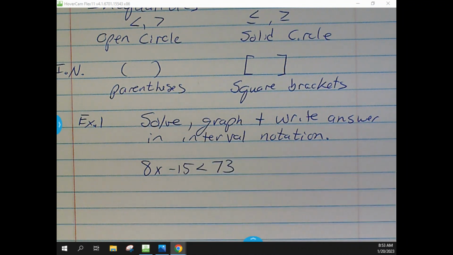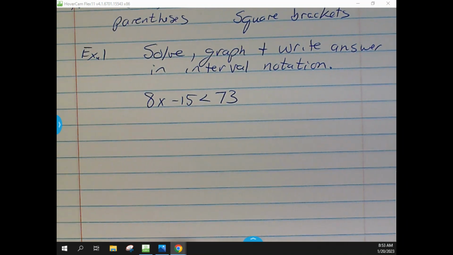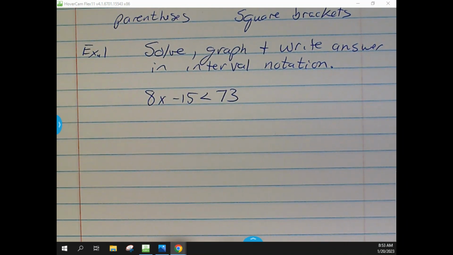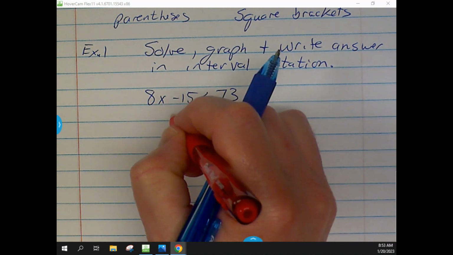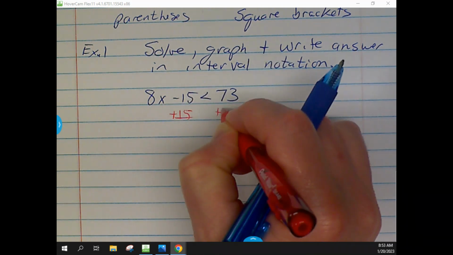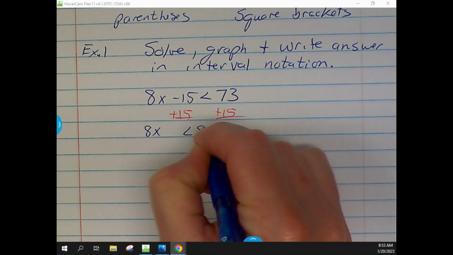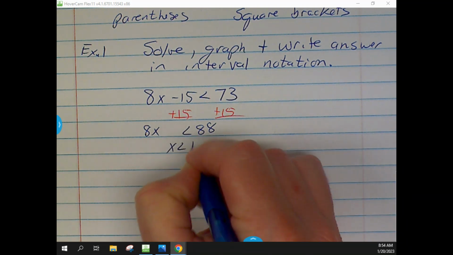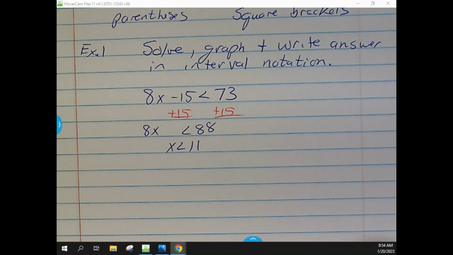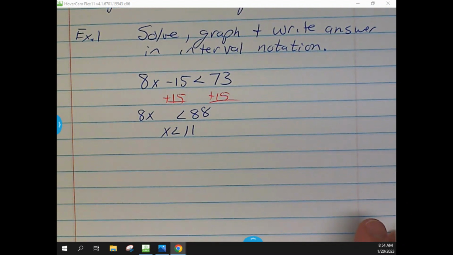All right, so we've got 8x minus 15 less than 73. Just like solving a regular equation, we're going to add 15 to both sides. So we get 8x less than 88. Divide by 8, and then we've got x is less than 11. Okay, so solving it, got it there.